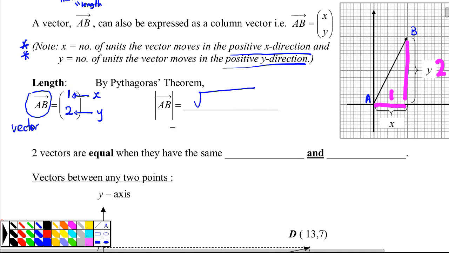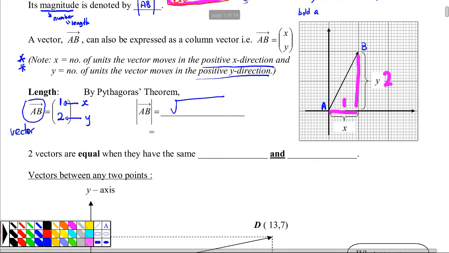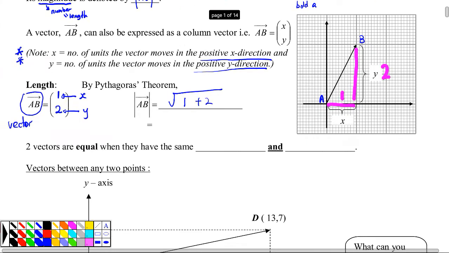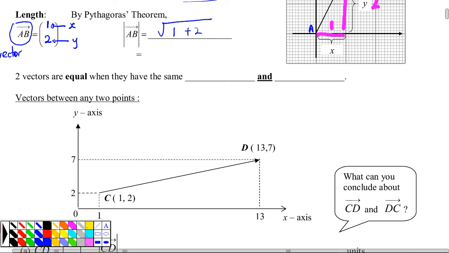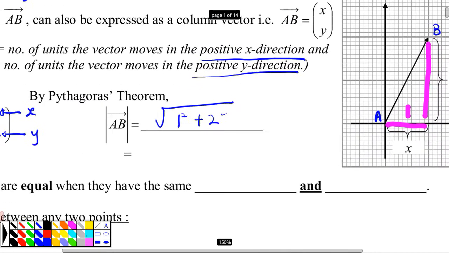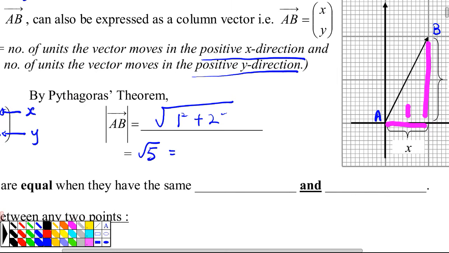So if I want to use Pythagoras theorem, what must I do? Square root. How many units do I have? 1 and 2. So 1 plus 2. Is it like that? What is Pythagoras theorem? Square. So there must be a square here, and a square here. And I think I can write the answer. This will be square root 5. Help me with a calculator. 2.236. Of course, if this is my final answer, then just 2.24. I don't have cm, I don't have meter, so I just put units.